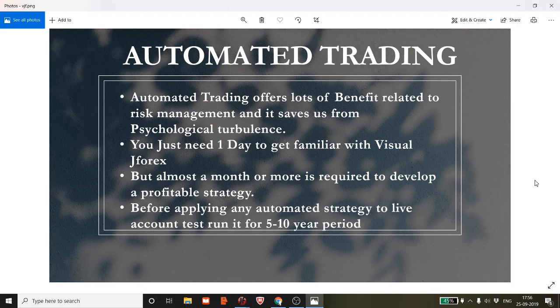Hello everyone, welcome to today's session on Visual J Forex. Today I will show you how to develop a strategy using the inverted pin bar concept. Before that, I want to make you familiar with the features of Visual J Forex.